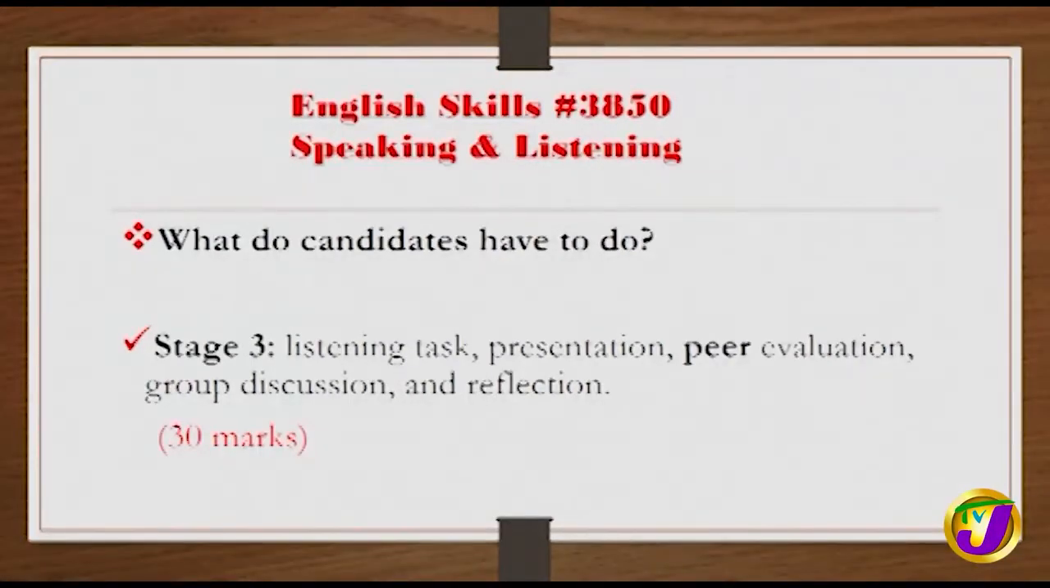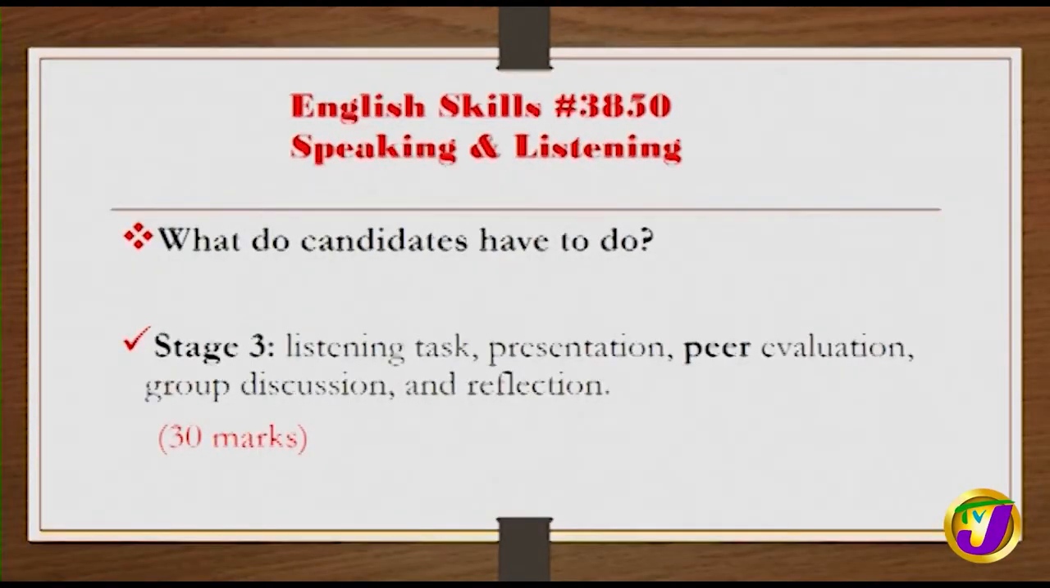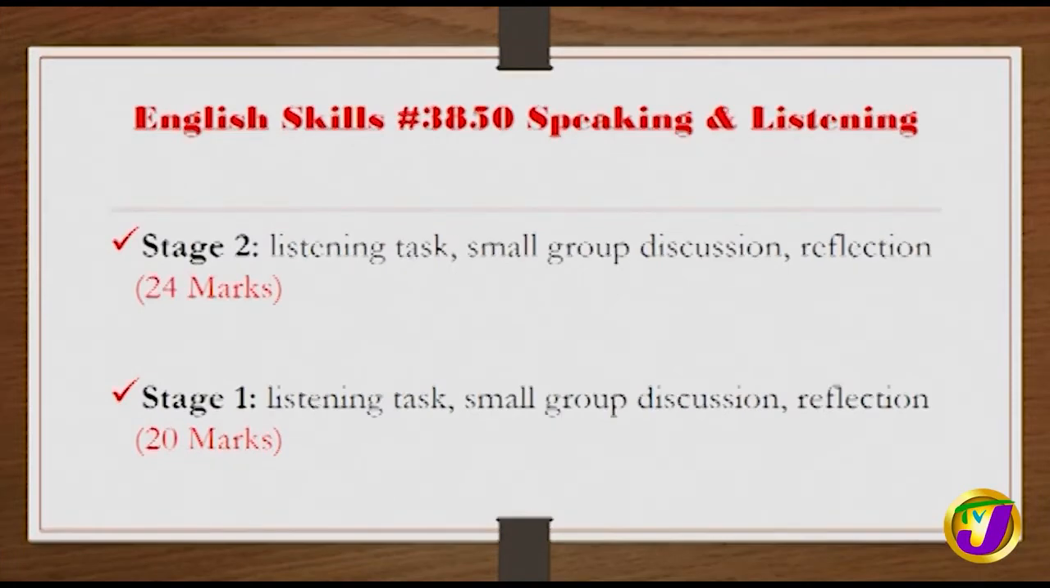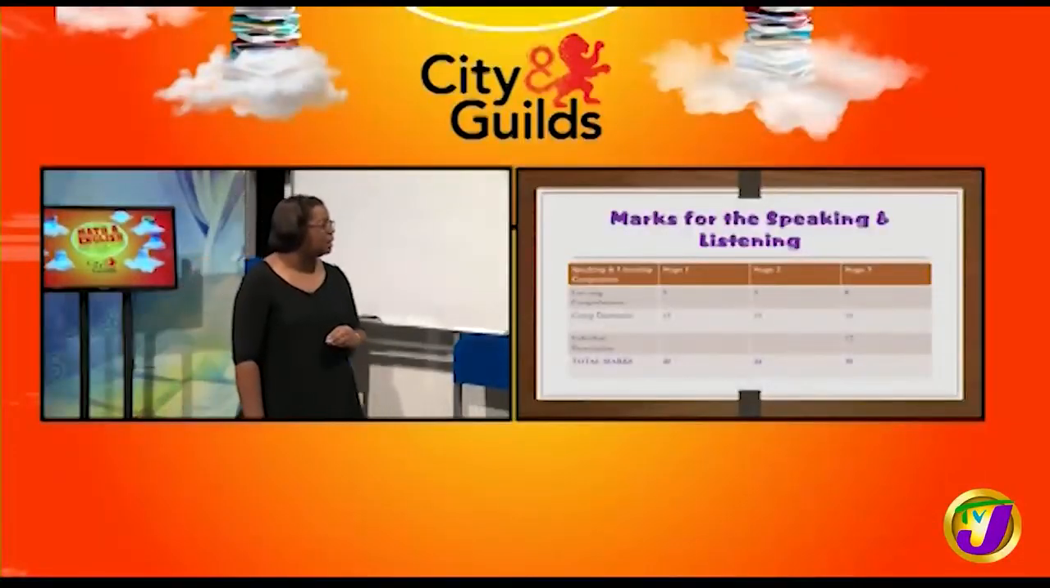For the speaking and listening component of this course, what do the candidates have to do? This is really a recap of what we spoke about on Monday. So at stage 3, candidates have a listening task to do. They have a presentation, peer evaluation, group discussion, and reflection, and all of that values 30 marks. At stage 2, you have a listening task, small group discussion, and reflection, and that values 24 marks. And at stage 1, you also have a listening task, small group discussion, and reflection. It values 20 marks.